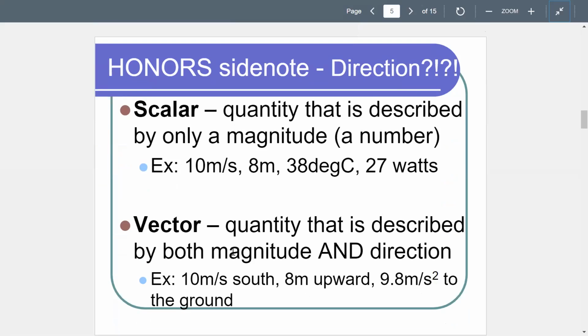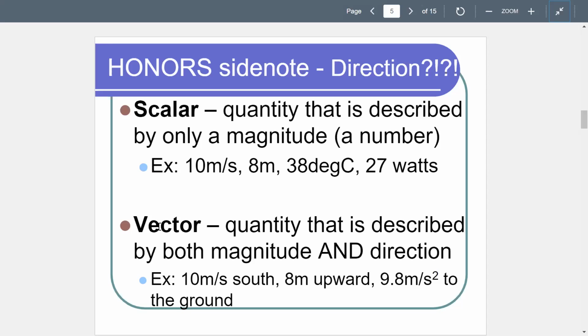So I want you to think about this like this is vague. This is just a number. It could be off in any direction. And sometimes you don't need a direction. Like with degrees, you know what 38 degrees Celsius means or what 100 degrees Fahrenheit means. 27 watts, what you might find on a light bulb, there's no possible direction, right? You don't need to specify that.